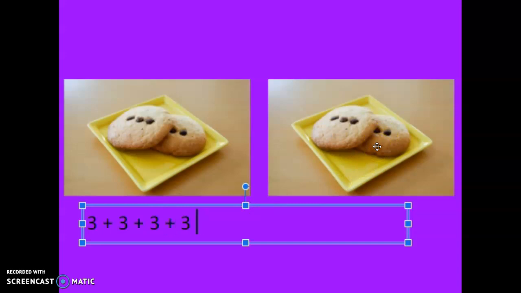Now, we have learned how to skip count by using numbers like 2, 5, 10. Those were easy for us to learn. Some of you already know how to skip count by 3, so let's go ahead and do that. We know that 3 plus 3 is 6. Plus 3 more is 9, plus 3 more is 12. So in these 4 cookies, there are a total of 12 chocolate chips.